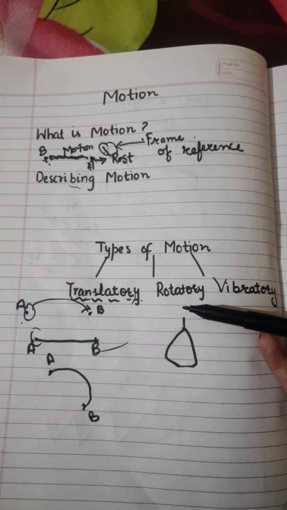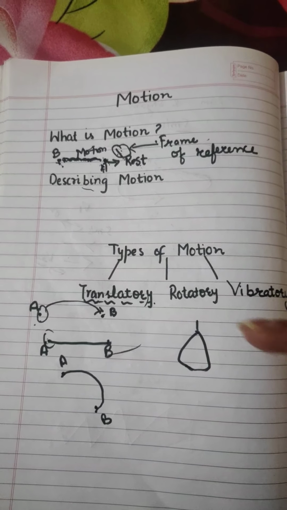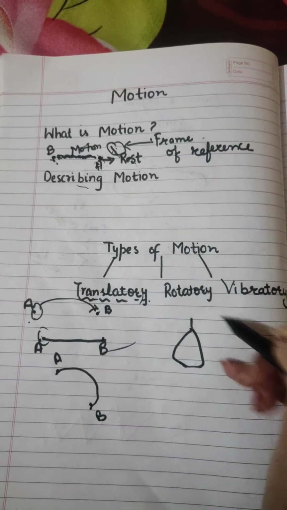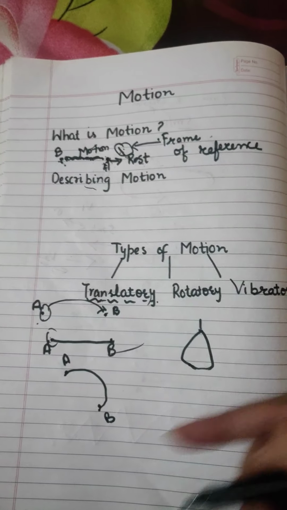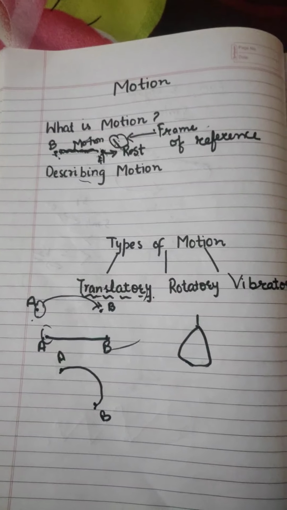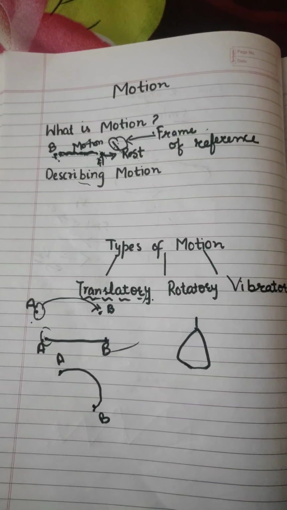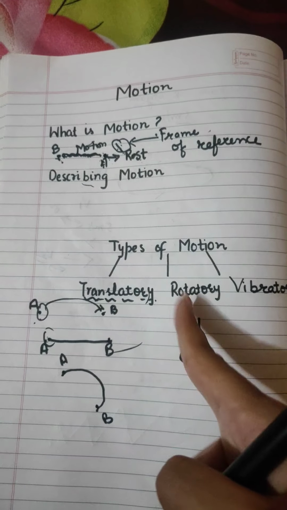So what is rotatory motion? In this motion, the particles of the body describe concentric circles about their axis of rotation, that is, they are rotating about their own axis, right? They keep on rotating. So any kind of rotation will be described as rotatory motion.